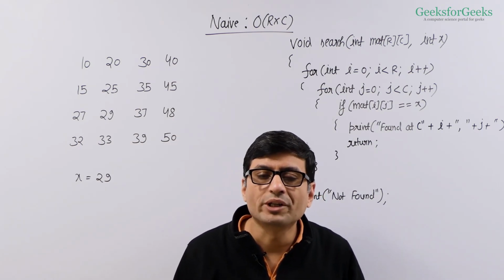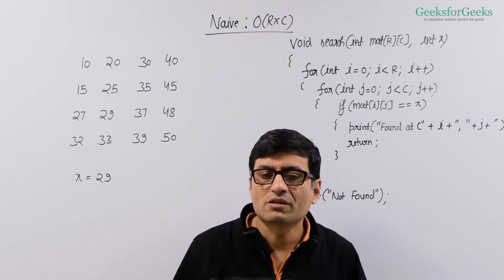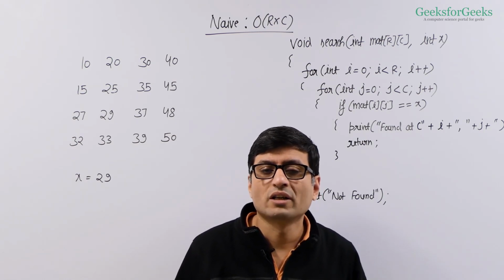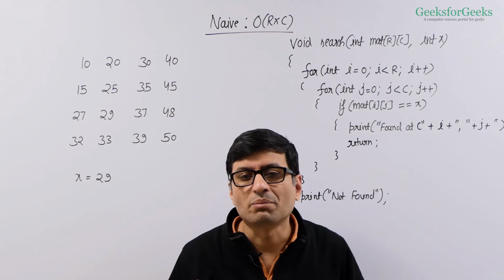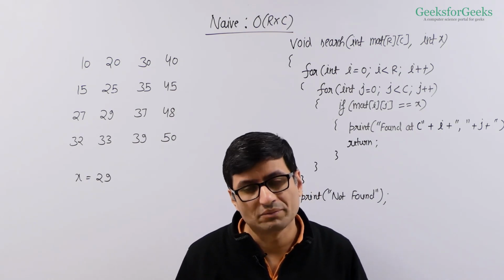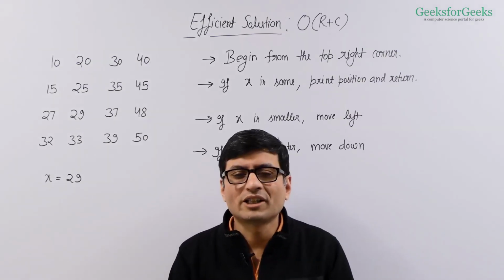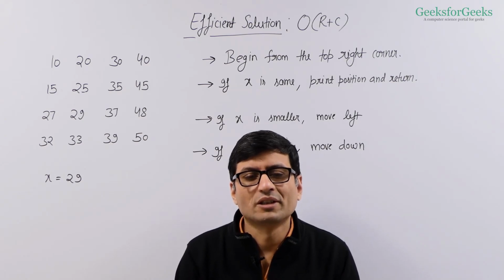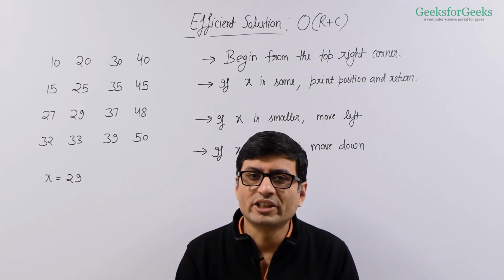Now please pause this video and try to write down a function that uses this fact and finds the element in big O of R plus C time. It's a linear time. Let's now talk about the efficient solution. This efficient solution is slightly tricky.